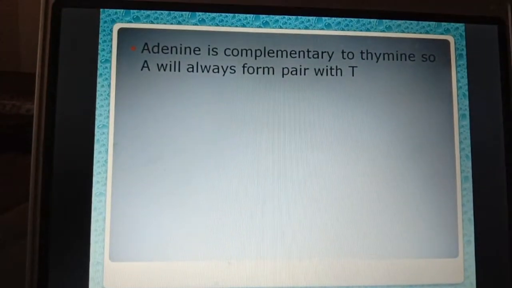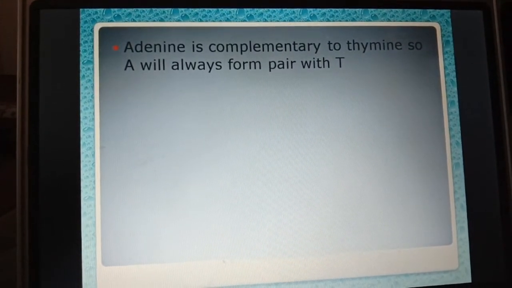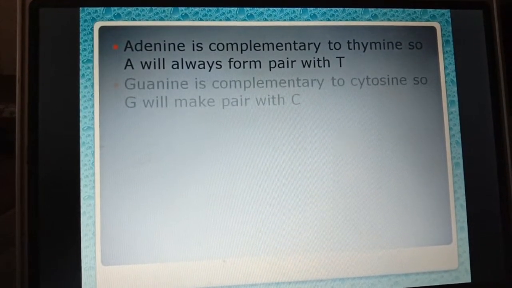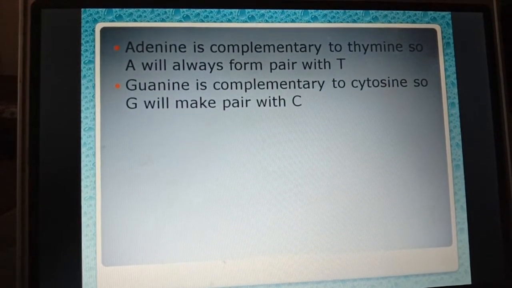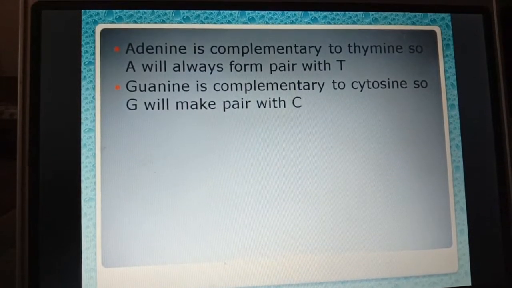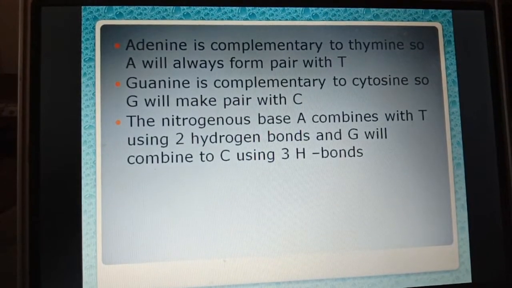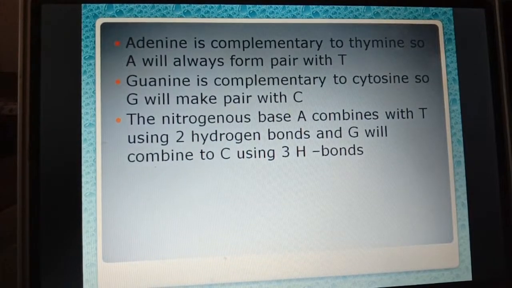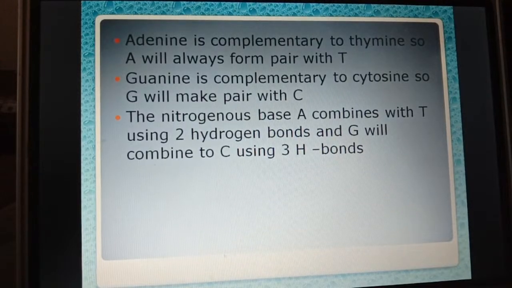Adenine is complementary to thymine. So adenine will always pair with thymine, that is, A will always pair with T. Guanine is complementary to cytosine. So G will pair with C, meaning guanine will pair with cytosine. The nitrogenous base adenine combines with thymine using two hydrogen bonds, meaning there will be two hydrogen bonds between them. And guanine will combine with cytosine using three hydrogen bonds.